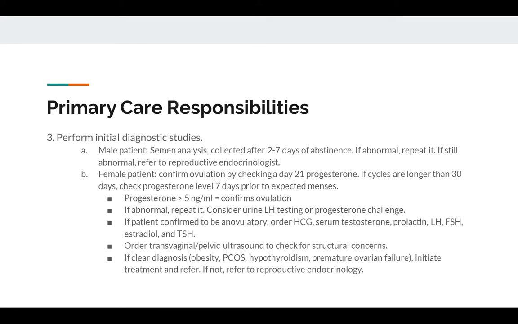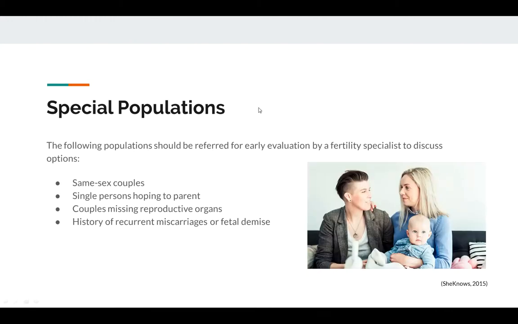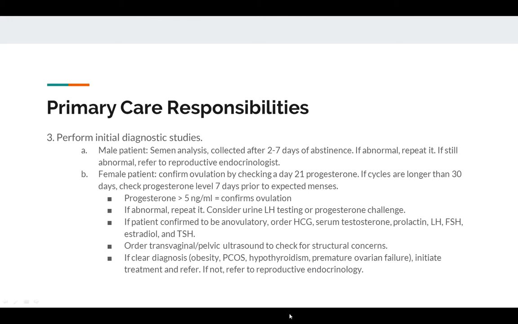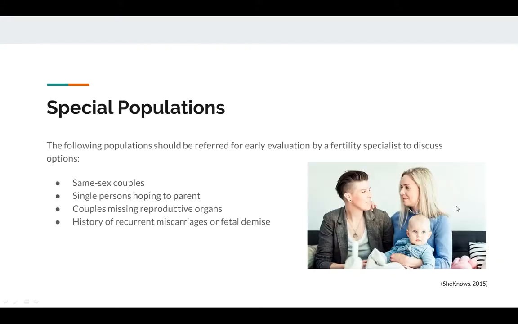You need to check hormone levels. You can order a semen analysis for a male patient. If anything comes back abnormal, you should refer them on to the specialist that can help them. Usually this is a reproductive endocrinologist. Some gynecologists do reproductive gynecology and endocrinology as well. And real quick, if there's a clear diagnosis, you can certainly initiate treatment. So if they have PCOS, if they have hypothyroidism, if they're obese, you can certainly get them on the right path while you're waiting for that referral.